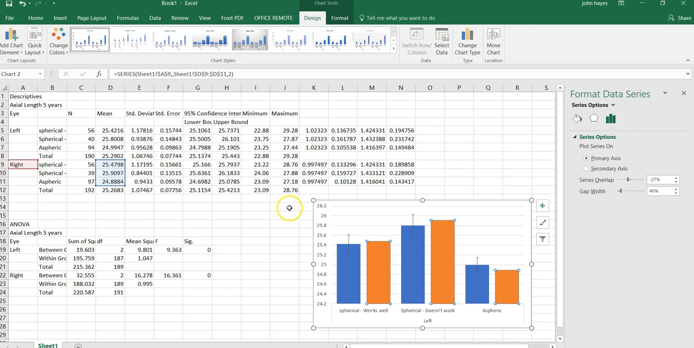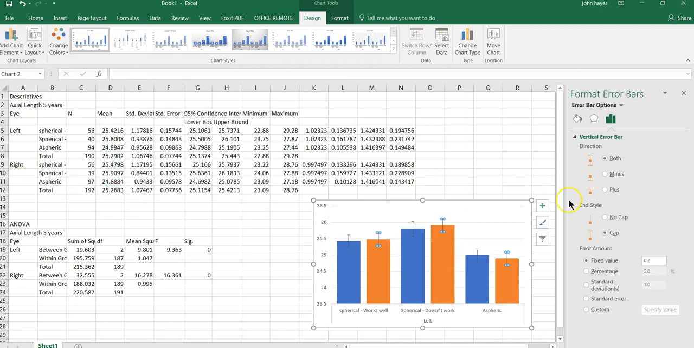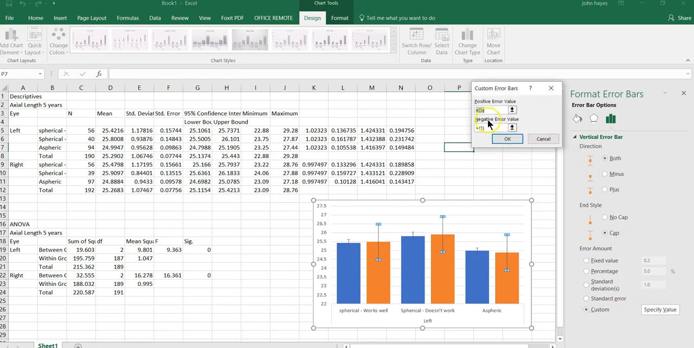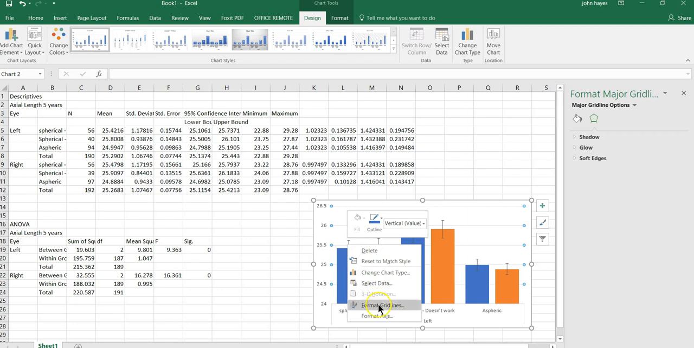So that's our left eye. Now the right eye, we want to add error bars. More error bar options. Over here at Custom, specify the value. The positive is this group. The negative is this group. And OK. And now we have error bars. And just to make them a little neater, we'll format them. Actually, we're not going to do that.